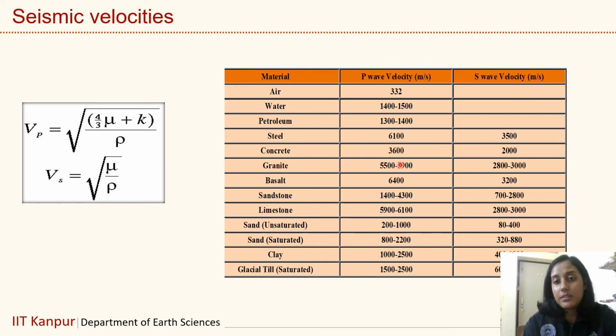This table gives you a general idea of the range of velocities for the different lithologies. You can see that granite, because it's very compressed and compact, has a very high P wave velocity and comparatively lower S wave velocity. Similarly for clay, because it's loosely compacted, the P wave velocity is significantly lower than it was in granite.